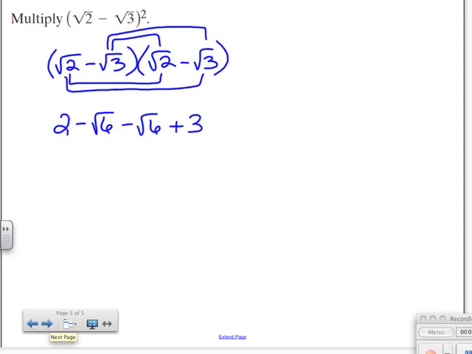Now I can combine like terms. 2 plus 3 is 5. And I have 2 negative square root 6's. So I can rewrite it as 5 minus 2 square root 6. And you cannot combine those or simplify that any further.